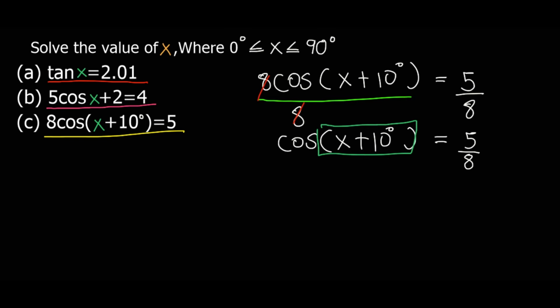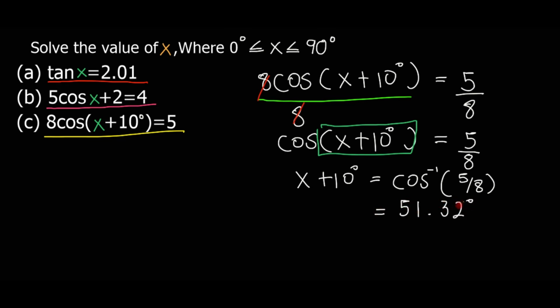So this means re tlo šala ka x plus 10, and then o tlo enter 5 over 8, and then it will fa 51.32 degrees. This is x plus 10 degrees, but now re nyaka go solve the value of x.